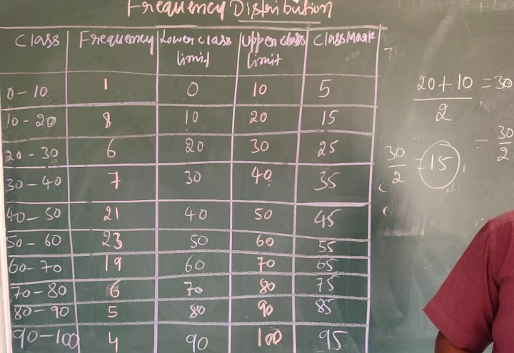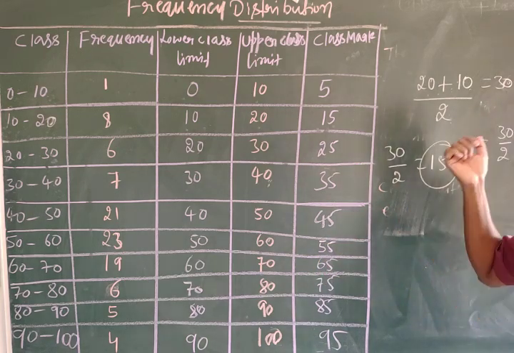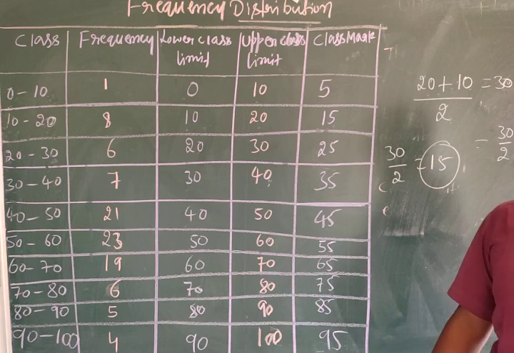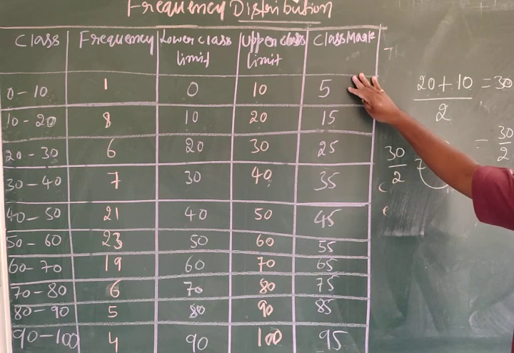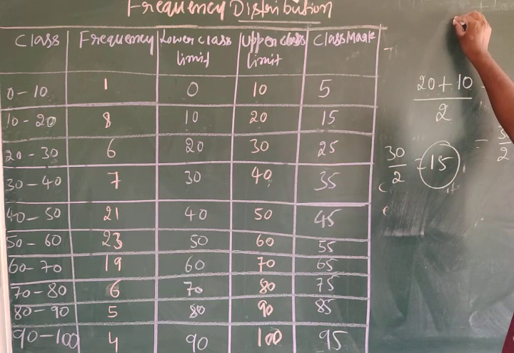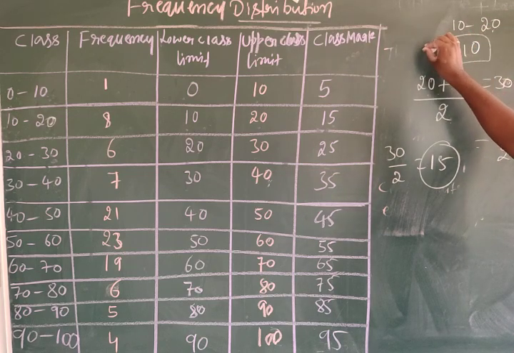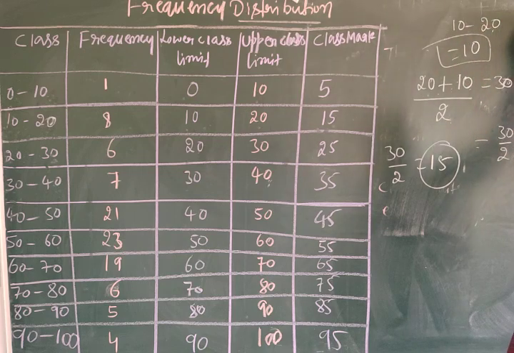How can we calculate the midpoint? That is upper class limit plus lower class limit, divided by 2. Okay, so this is the class mark. Also it is called class interval. Class interval means the difference between 10 and 20, so that is 10. 20 minus 10, the class interval.